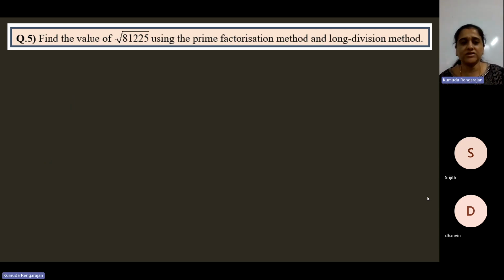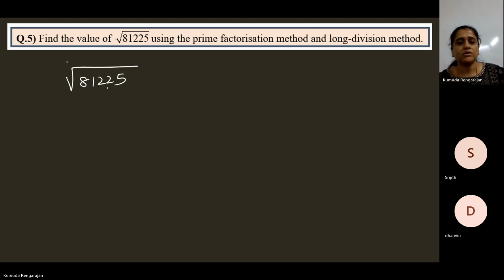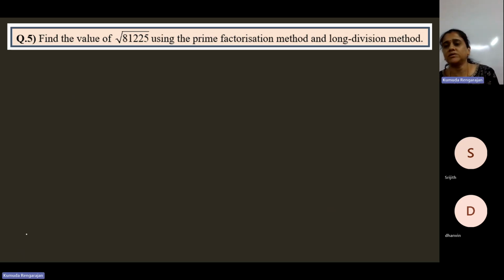Find the value of the square root of 81,225 using the prime factorization method and long division method. Quickly do the prime factorization method. We'll do the long division method together. Prime factorization method, you can finish it here.